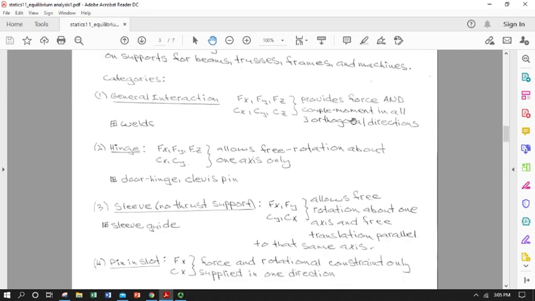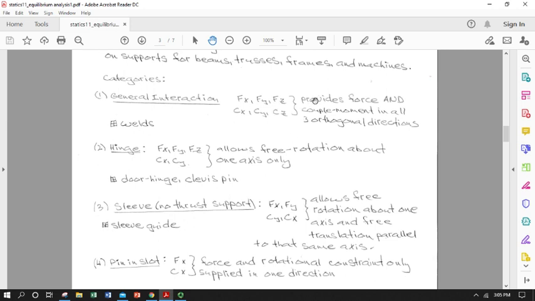So we're going to go down through the general categories and just give a few examples of typical parts that would provide this. So we start with what's called a general interaction, and it's a type of interbody connection that provides the most constraint. And in order to provide the most constraint, it provides the greatest number of forces and moments. So this kind of interaction will give you a pushback force in all 3 orthogonal directions, and it'll apply a restraining moment, couple, or torque in all 3 directions.